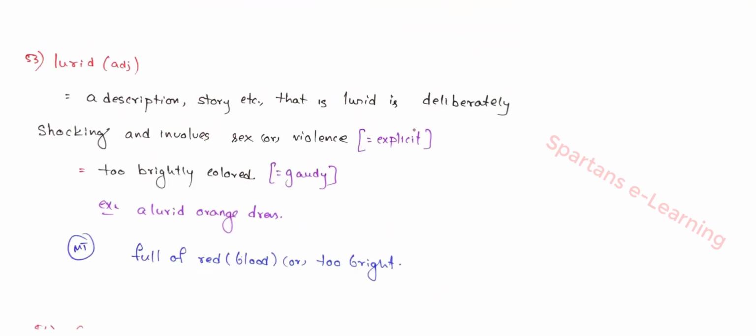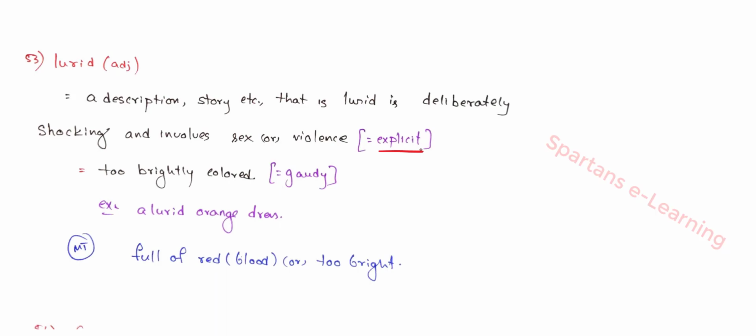Our next word is lurid. Lurid is an adjective. Lurid means a description, story, etc. that is deliberately shocking and involves sex or violence. So something which is very explicit is called lurid. You see here, lucid and lurid are completely different. Okay, lucid means very clear. Lurid is a description, story, etc.